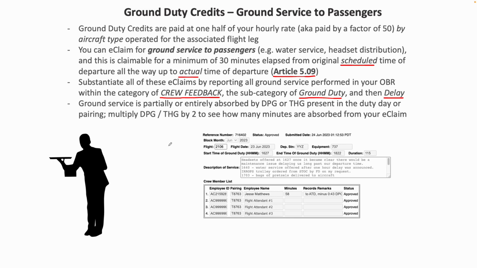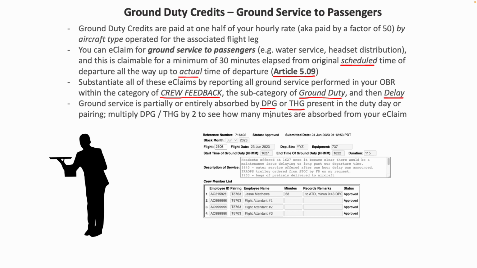Note that as per our collective agreement language, any ground service performed is either partially or entirely absorbed by any DPG, so that's duty period guarantee, or THG, that's trip hour guarantee, that's already present in the duty day or the pairing. If you happen to want to see how much of your ground service is absorbed by DPG or THG, you would multiply your DPG or THG by 2. That essentially converts that time into ground time instead of air time. And you would see how many minutes are absorbed from your e-claim.